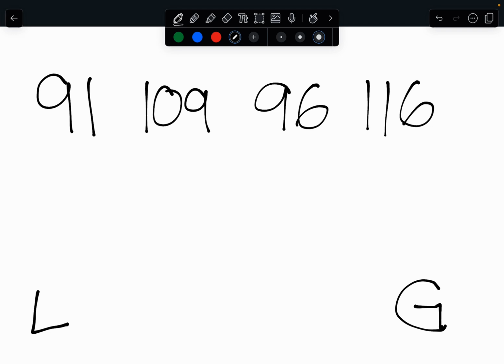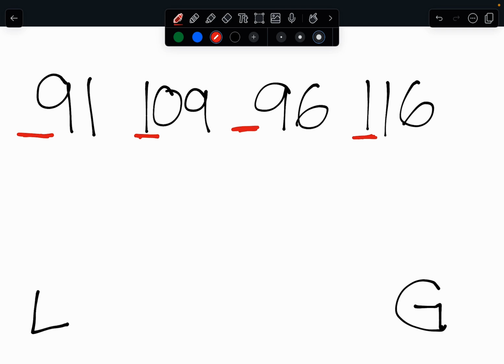So we start with our number in the hundreds place. When we look at 91, there is no number there. It's like having a 0 there in your hundreds place. When we look at 109, we have a 1 in our hundreds place. When we look at 96, we don't have anything in our hundreds place. When we look at 116, you're going to see that it has a 1 in its hundreds place. So we know that 0 is smaller than 1. So the two numbers we're going to look at first are 91 and 96.